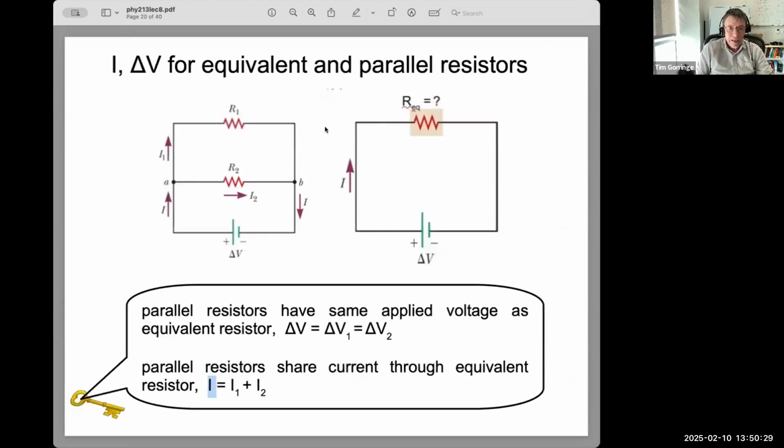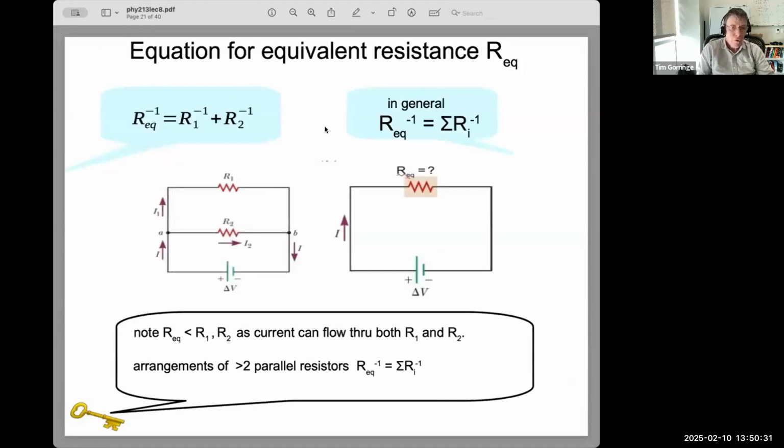That leads to an equation for the equivalent resistance in terms of the individual resistors. Again, I'm not proving this, I'm not deriving this, but it's based on those rules for how the voltage is distributed, how the current is shared between the resistors. For a pair of resistors, the reciprocal of the equivalent resistor, 1 over R equivalent, is simply equal to the sum of the reciprocals, 1 over R1 plus 1 over R2. So that's the simple rule for the equivalent resistor of 2 resistors.